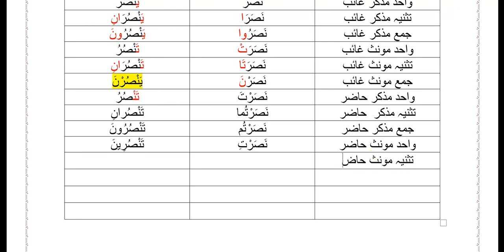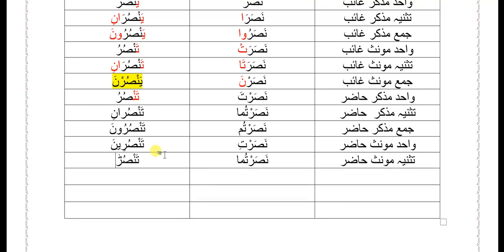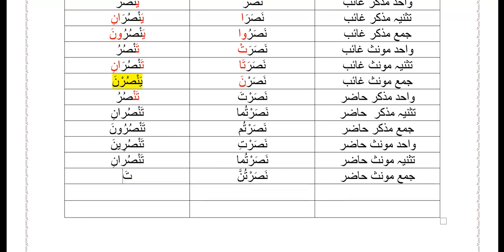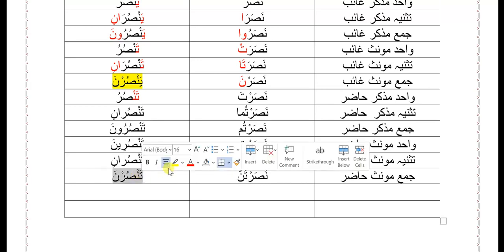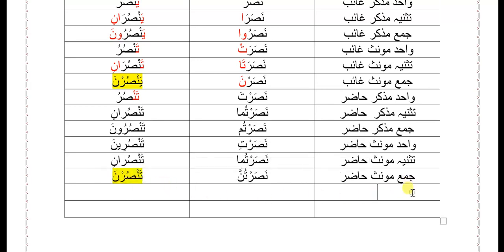Then tasniya muannas hazir, nasartuma, tansurani. Then we have jama muannas hazir. In mazi we say nasartunna, and in muzare we say tansurna. Instead of yansurna we say tansurna, because I told you these two sega, jama muannas gaib and hazir, are mabni.